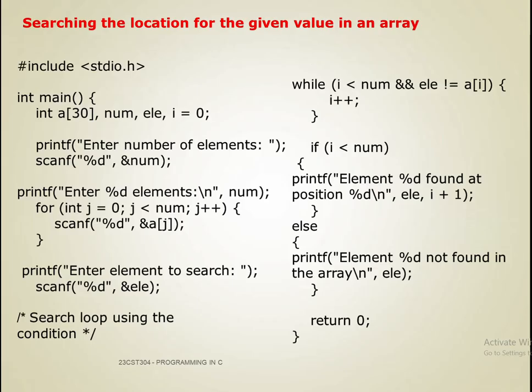Then see the program. After finding the element, we print the position. The position equals i plus 1 because array indexing starts from 0, but humans normally count the position starting from 1. So index 2 equals position 3.